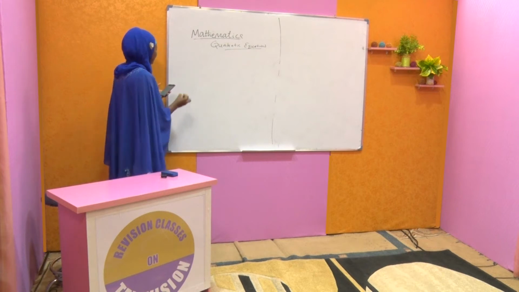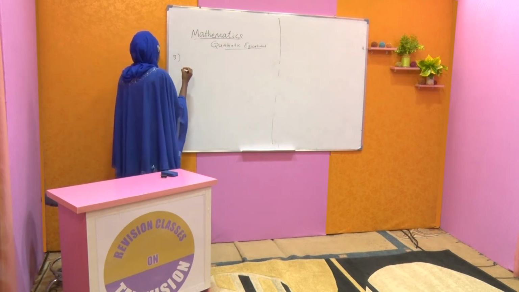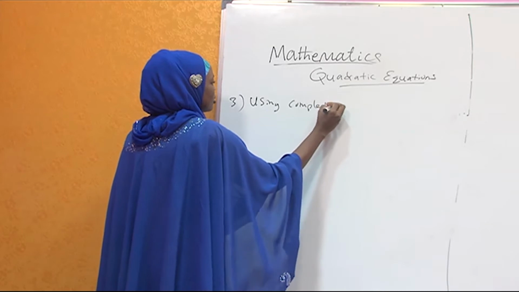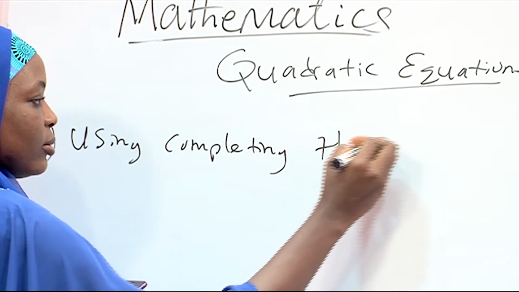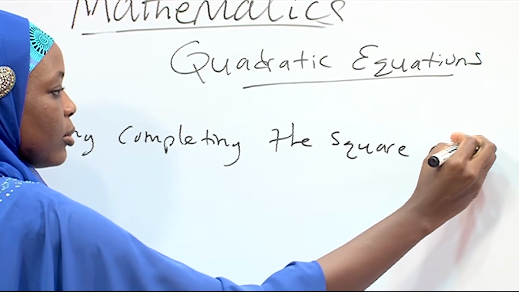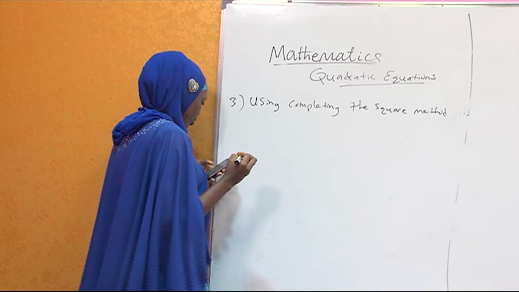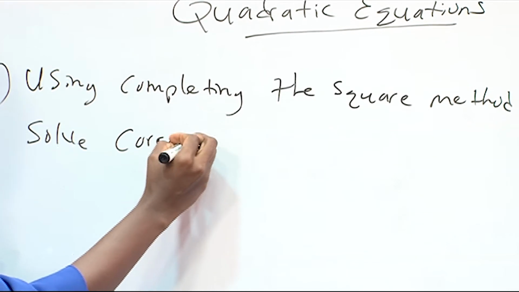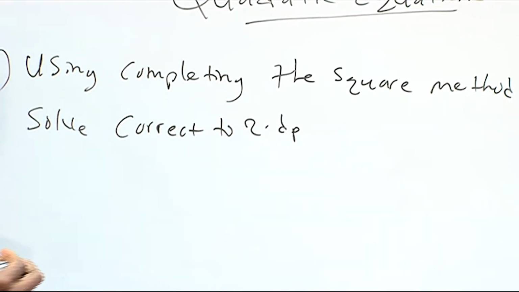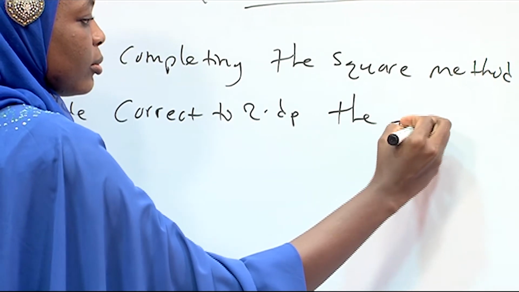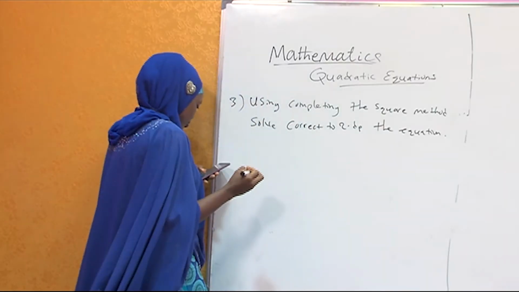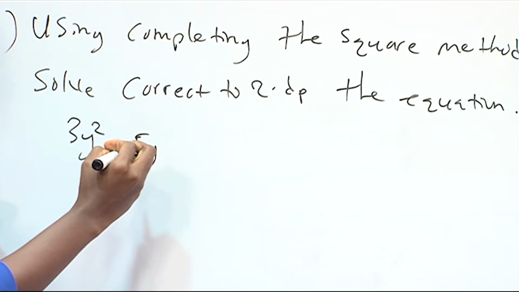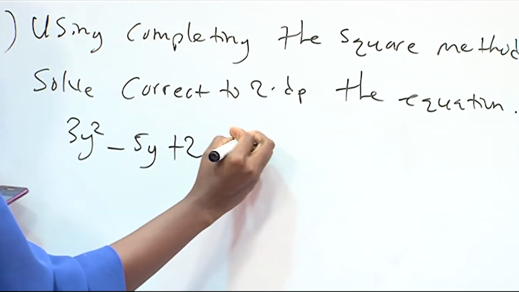So question number 3, we have: using the completing the square method, solve, correct to 2 decimal places, the equation 3y squared minus 5y plus 2 equals 0.